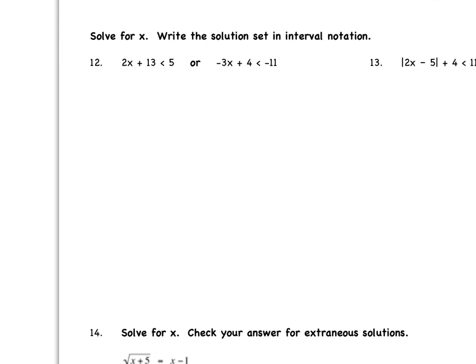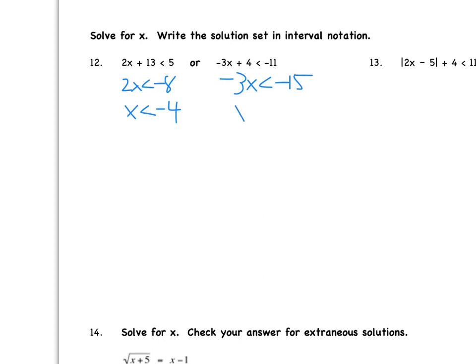Okay, problem 12. Solve for x, write the solution set in interval notation. Okay, so if I subtract 13, I get negative 8, I think. Divide by 2, I get x is less than negative 4. Over here, I subtract 4, I get 3x is less than negative 15. Divide by negative 3, I get x greater than 5. Did you remember to flip it? Anytime you divide by a negative, it flips the sign. And then I have an or.